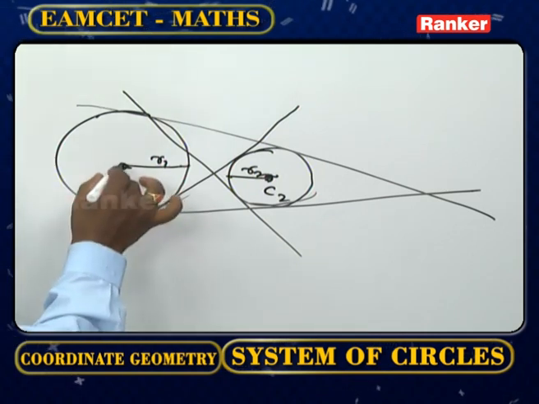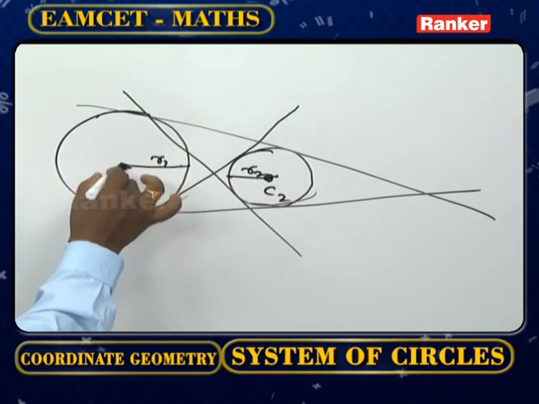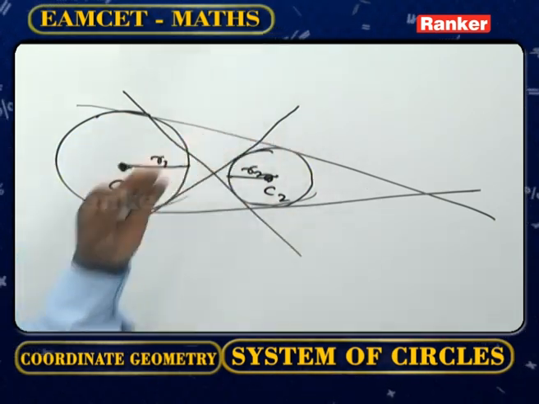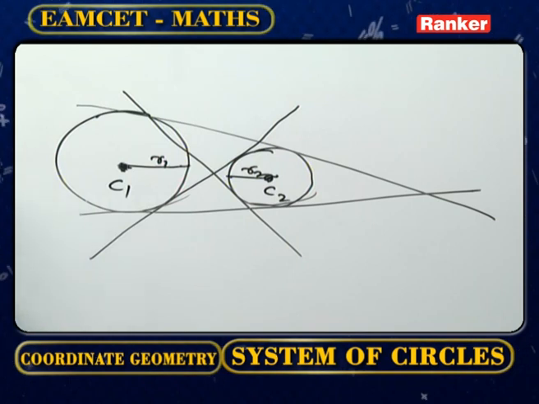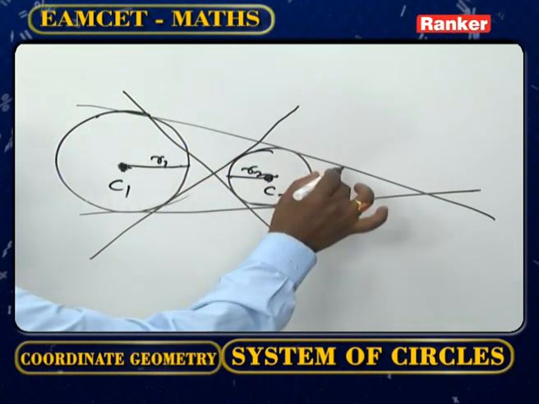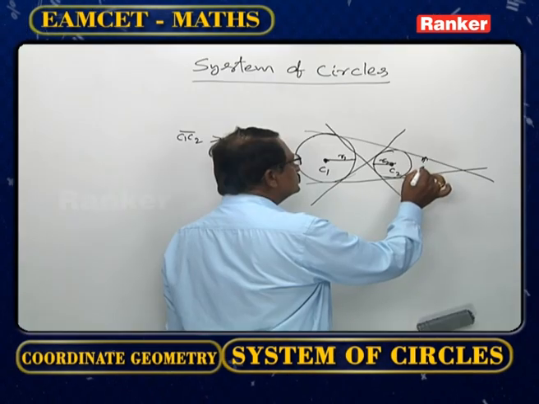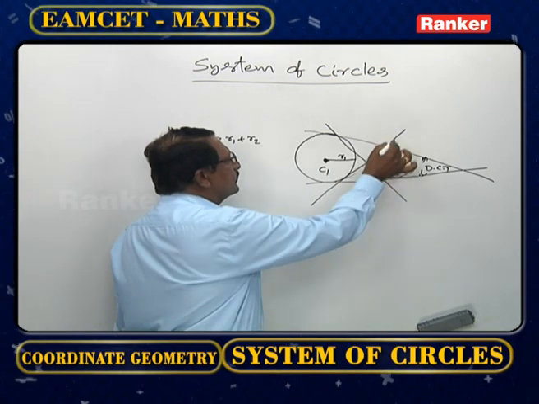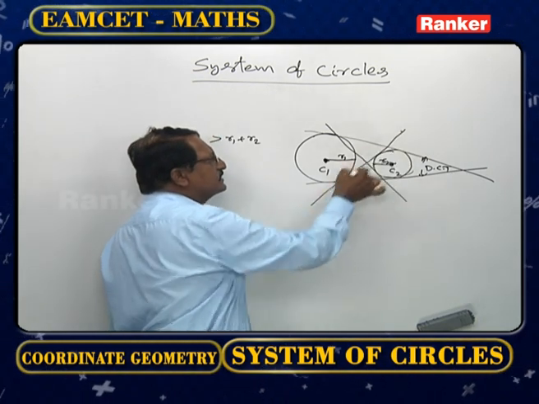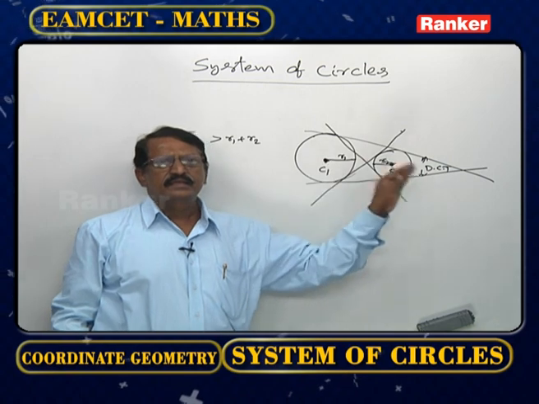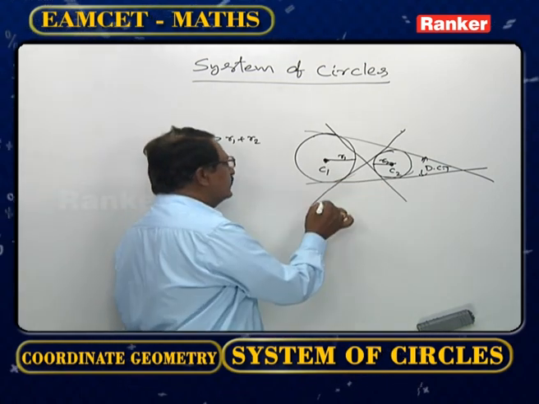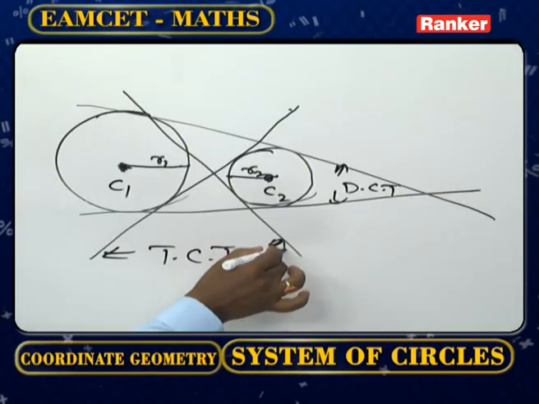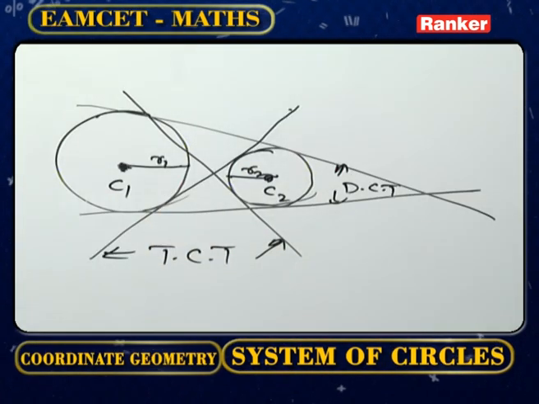Direct common tangent means if the centers of the 2 circles lie on the same side of the common tangent, then that common tangent is called a direct common tangent. These 2 are direct common tangents, DCT. If the centers of the 2 circles lie on opposite sides of a common tangent, then that common tangent is called a transverse common tangent.